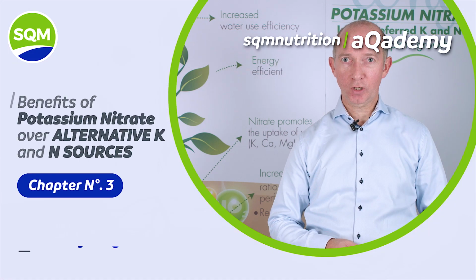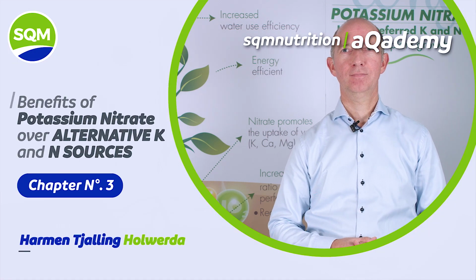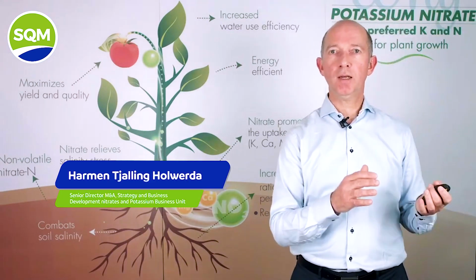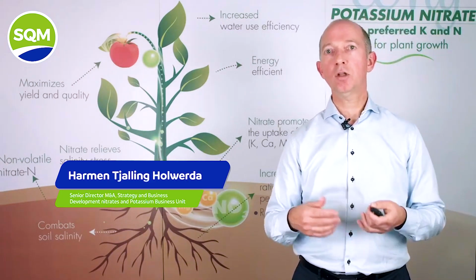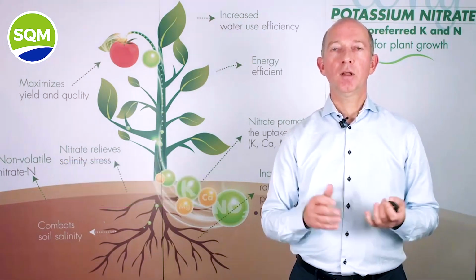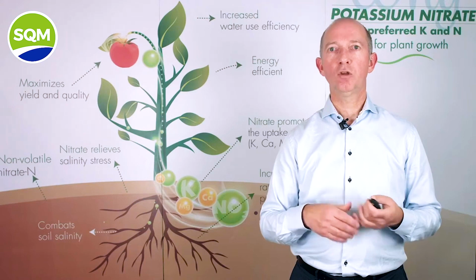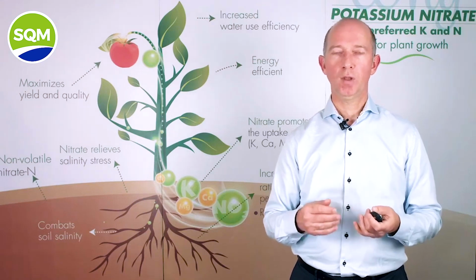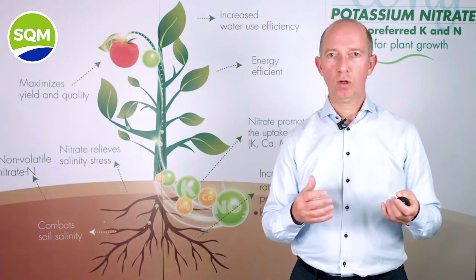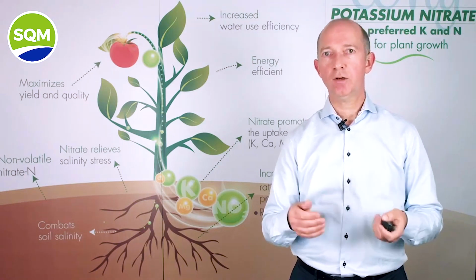Welcome back. Let's continue. Still, there's a third difference when it comes to nitrogen. Potassium nitrate supplies nitrogen under the form of nitrate. But there are also other nitrogen sources like urea and ammonia. And that will be in this block the topic, the comparison of the different nitrogen sources.